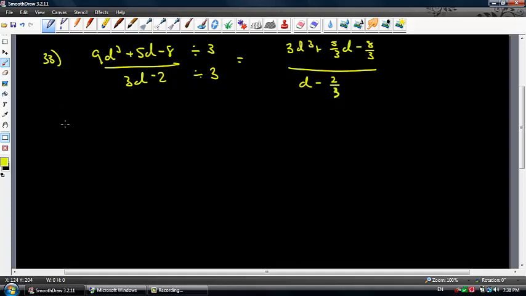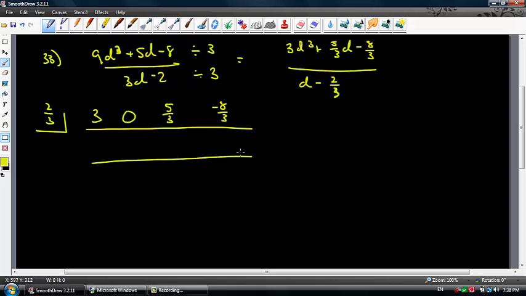So my new inside box is going to be positive 2 thirds. My coefficients are going to be 3. Now, careful, another thing about this problem is that I don't have any squared terms, so that's going to be 0. I have a linear term, which is 5 thirds, and then I have a constant term, which is negative 8 thirds. So let me just label 3, 2, 1, 0. Good. Okay, this one's going to get a little hairy because we've got some fractions going on here.